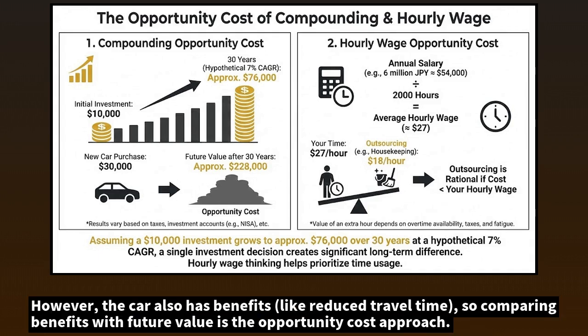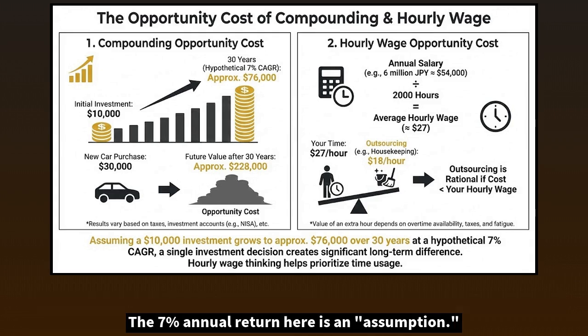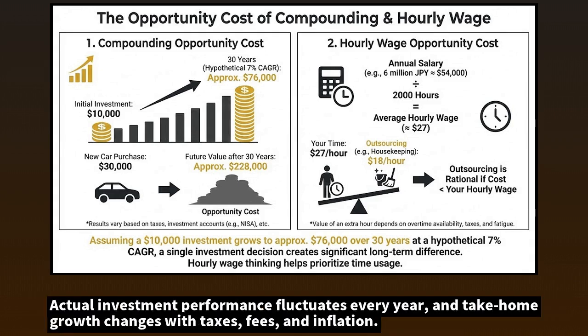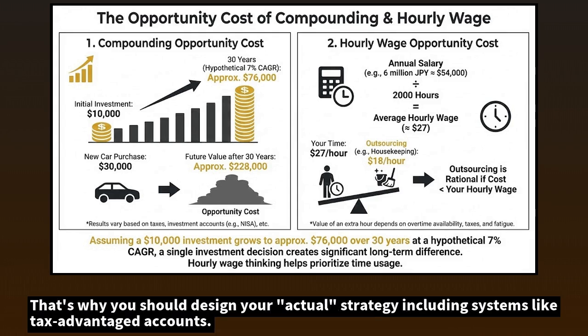However, the car also has benefits, like reduced travel time, so comparing benefits with future value is the opportunity cost approach. The 7% annual return here is an assumption. Actual investment performance fluctuates every year, and take-home growth changes with taxes, fees, and inflation. That's why you should design your actual strategy, including systems like tax-advantaged accounts.